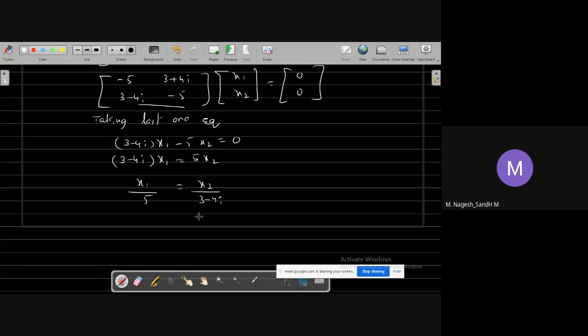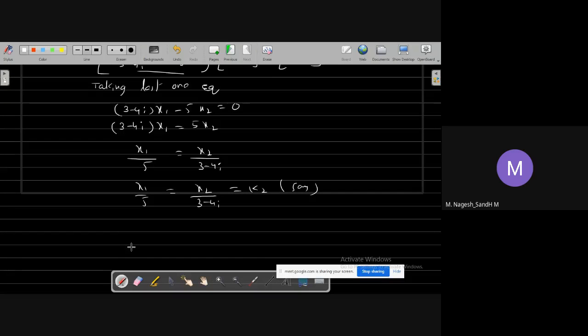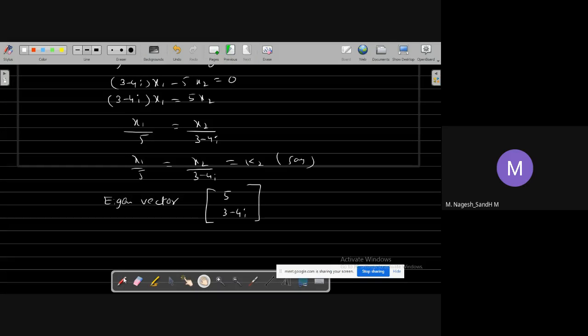Therefore, what is this value? The eigenvector is equal to some, say, k2. x1 by 5, x2 by 3 minus 4i is equal to some k2, say. So no need to do any other process. What is the eigenvector? 5, 3 minus 4i. That's all. So like this method you can apply for the 2 cross 2 matrices also for real numbers, as in the starting class we did.